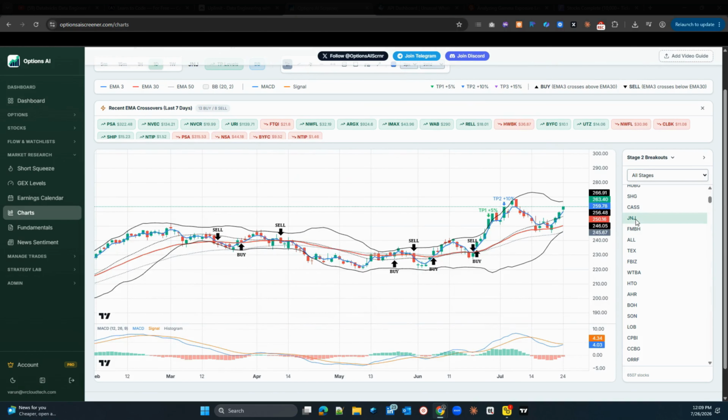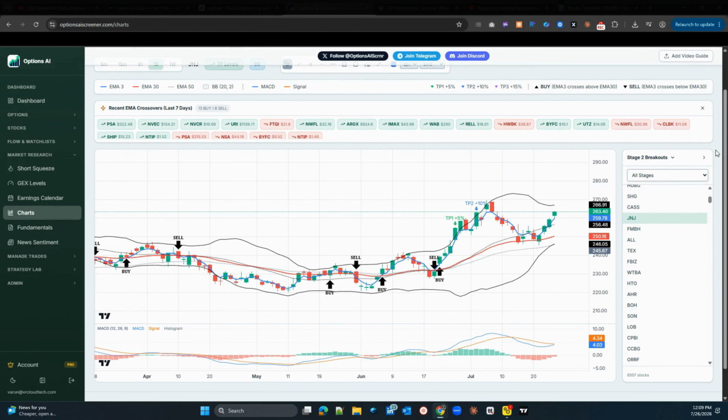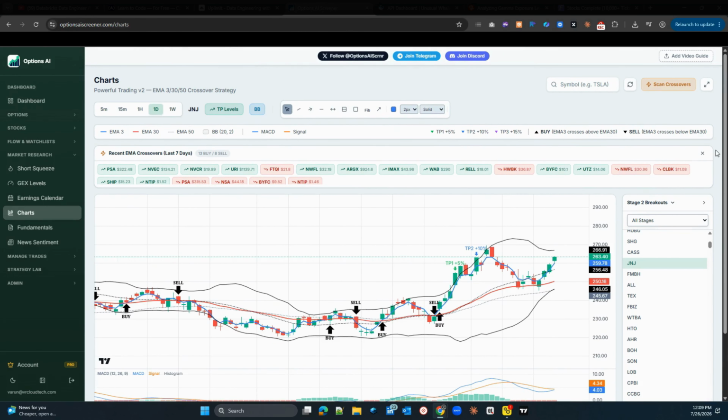J&J is a multi-billion-dollar market cap stock. You can observe the buy signal here. Even when it began to sell off, it approached the 30-day moving average, but we didn't receive the signal because it still has the potential to rise. Then it changed direction and started to increase. This is a very useful feature in our tool.